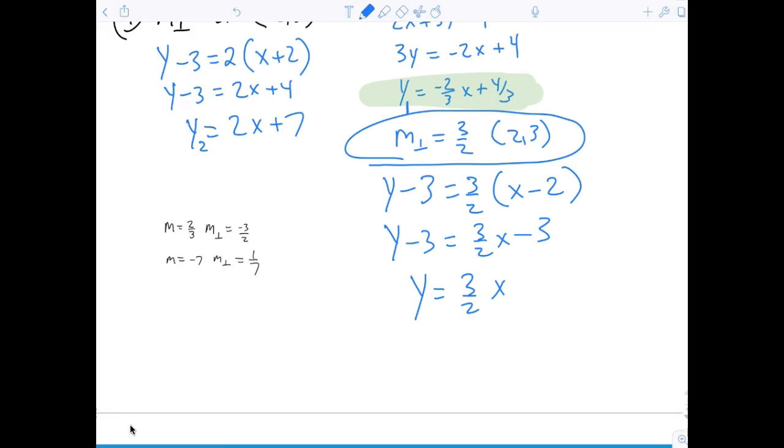Y minus 3 equals 3/2. You don't know how to do three. Three halves times two is what?